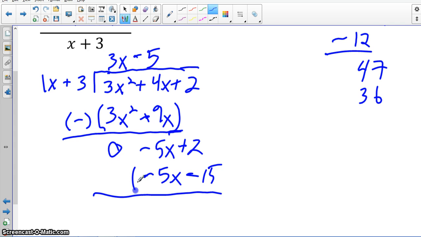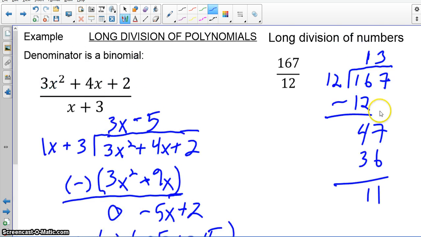Okay, and you're going to subtract both of these. We subtract here, we get 11. So to finish it off, this is 13 with a remainder of 11. Notice we stop as soon as the remainder is smaller than the original divisor. This is called the divisor. Same vocabulary here. The x plus 3 is the divisor. We stop as soon as we hit that.